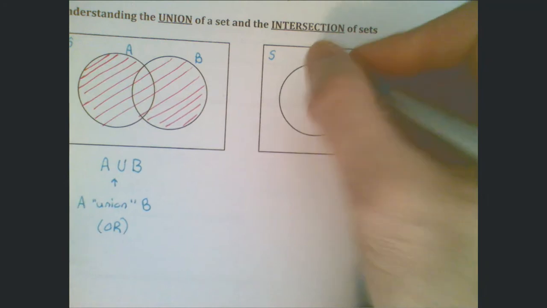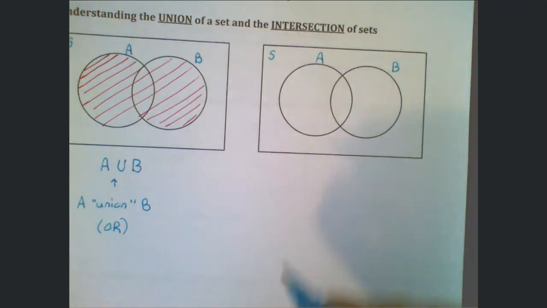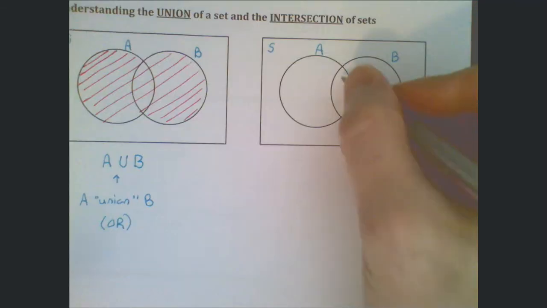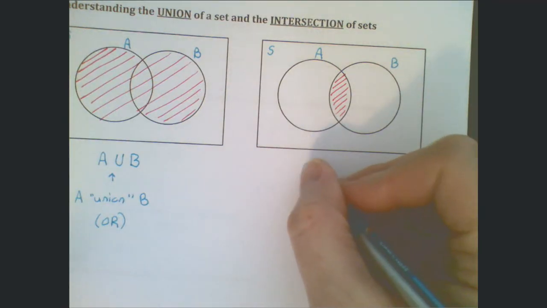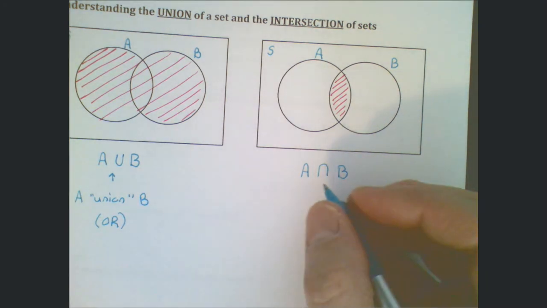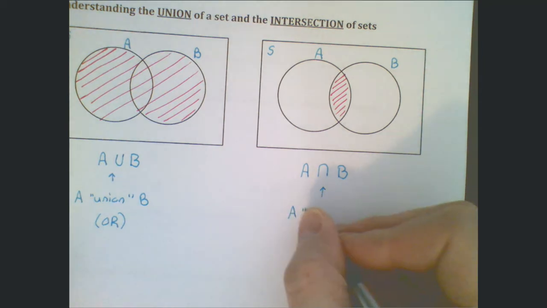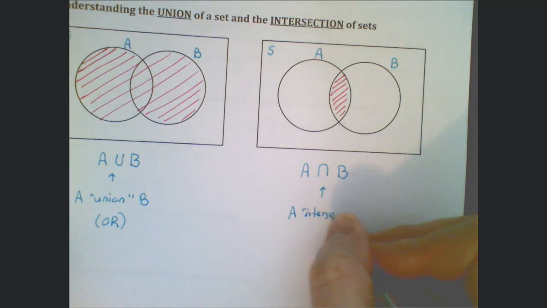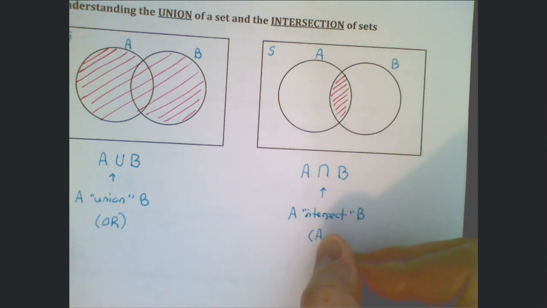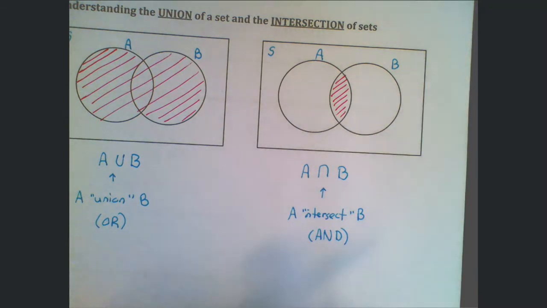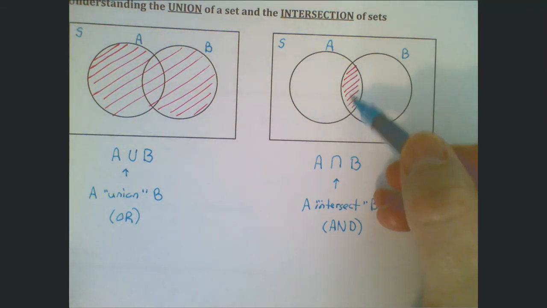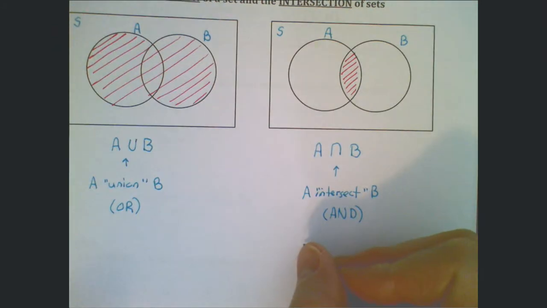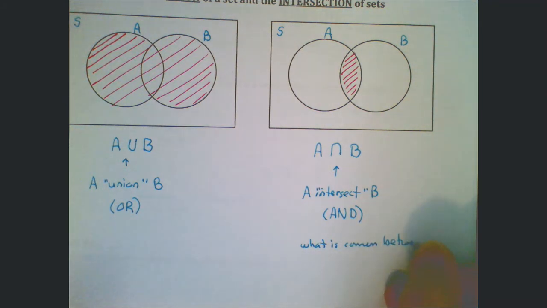All right. What about just specifically right here, this little section? If I just care about this section here, what we call this is A intersect B. The other thing we can say is AND. So A and B, or A intersect B, tells us just the overlap of the two sets. What's common between them?